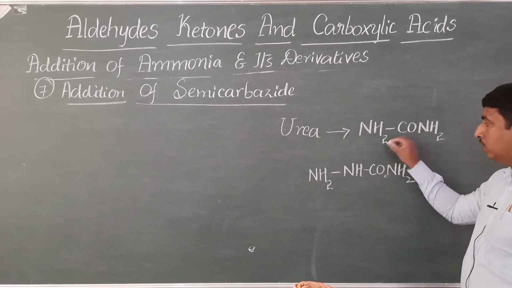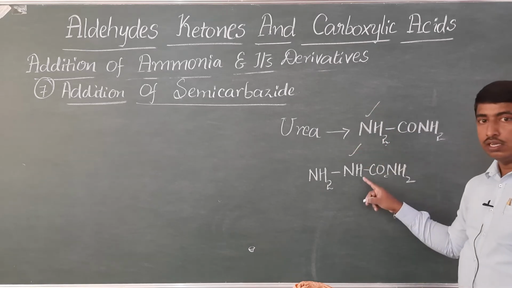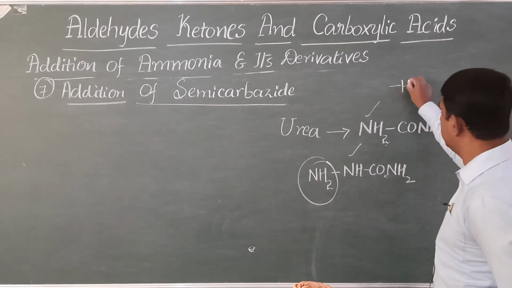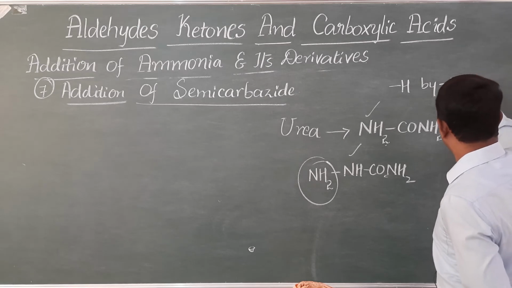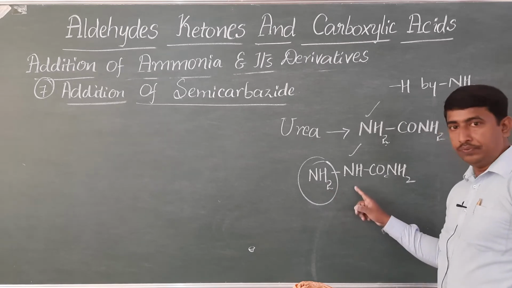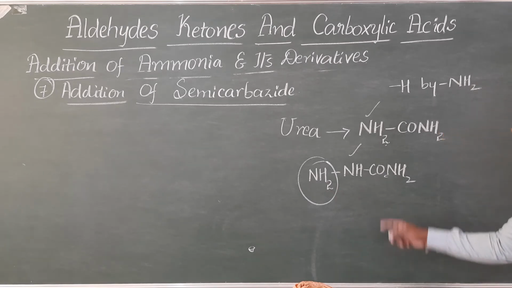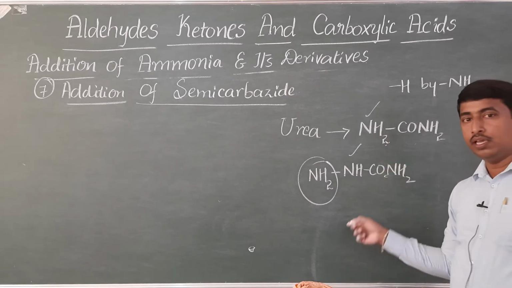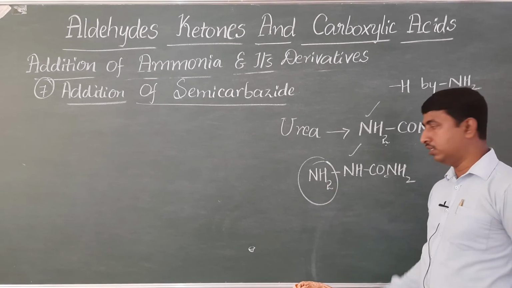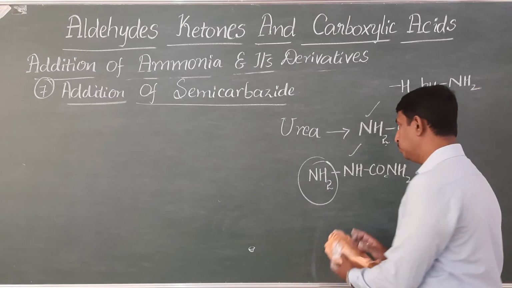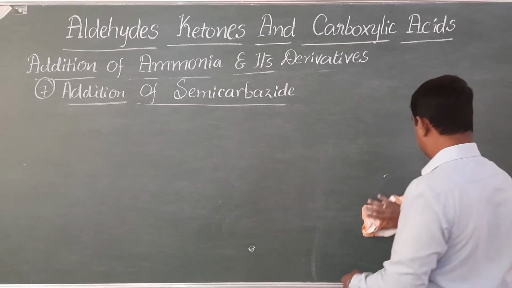What we have to do is replace one of the hydrogens by an NH2 group, then we can write the formula of semicarbazide, NH2 NHCO NH2. First write the formula of urea, NH2CO NH2. This is familiar. Replacing one of the hydrogens by an NH2 group, I can get semicarbazide, that is NH2 NHCO NH2. Let us write the equation.